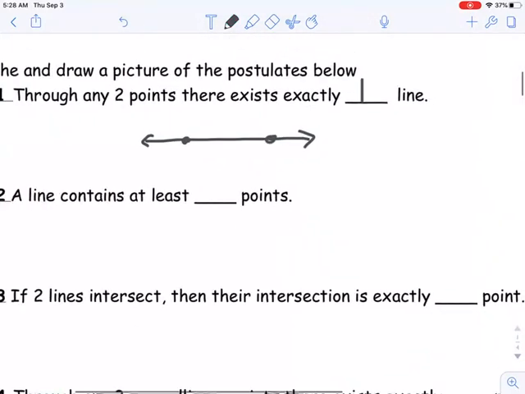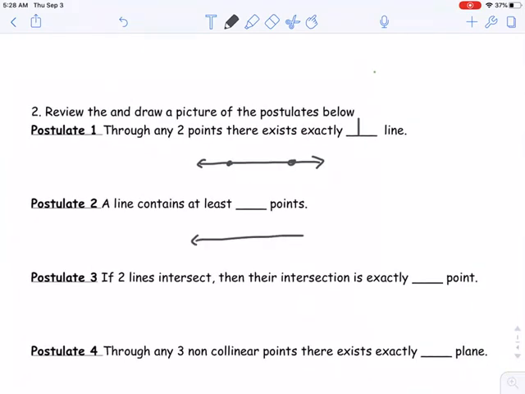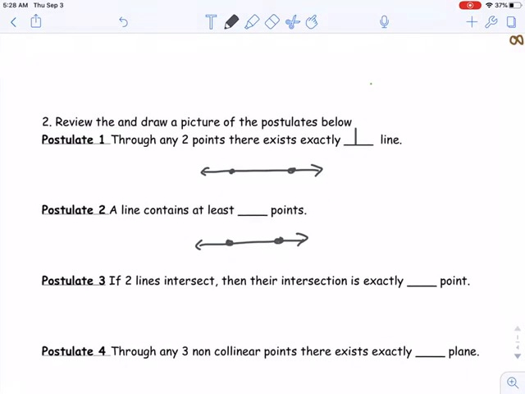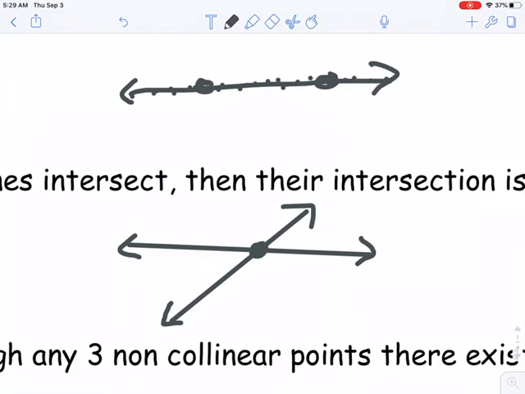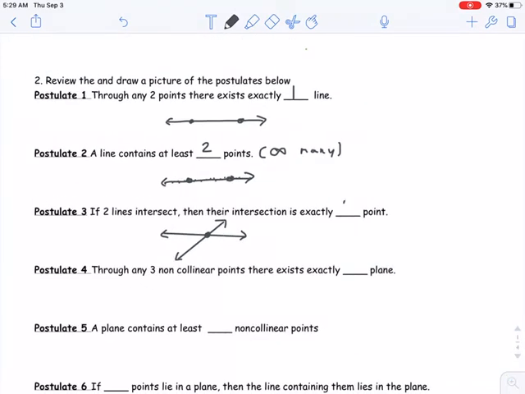A line contains, so this is like the same thing but just backwards, at least 2 points. Because 2 points make a unique line, but then it has infinitely many. All right, so it starts with 2, but once we get 2, then I make this line, then boop, boop, boop, I can make all these points. Wow. If 2 lines intersect, then their intersection is exactly, well, let's see. Let's make a line going this way, and a line going this way. All right, they intersect, and their intersection is exactly 1 point. So when two lines intersect, they form a point.